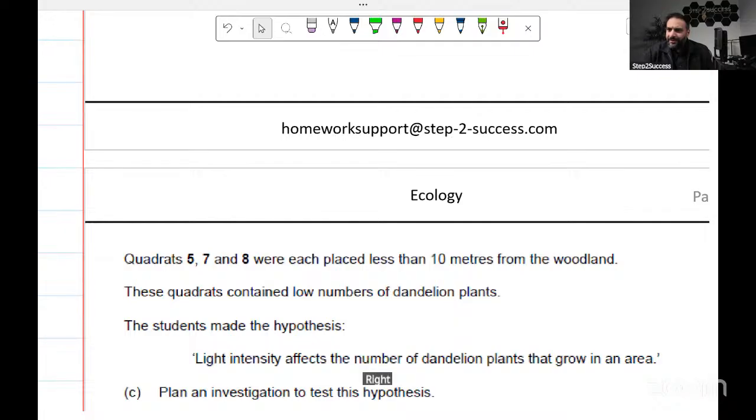Right, and that's 3B done, right? Okay, 5F, 5 at the back, and the whole of 7.